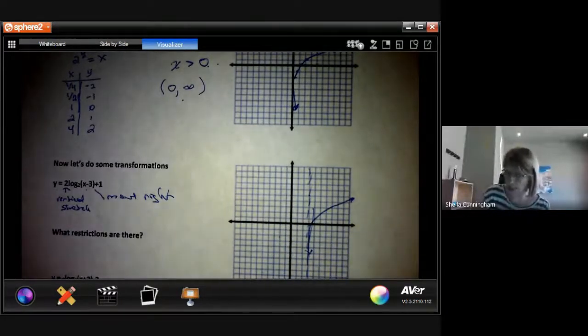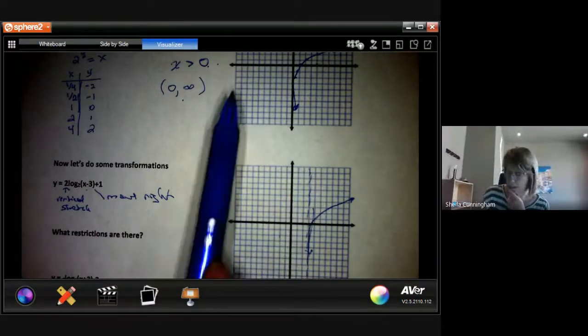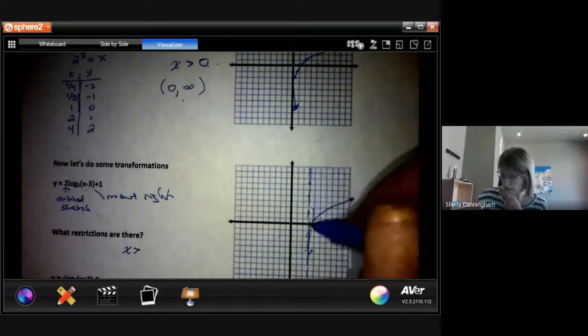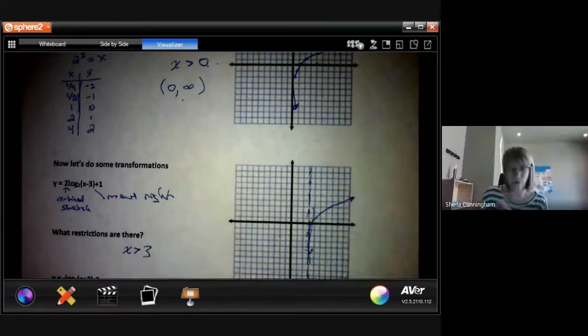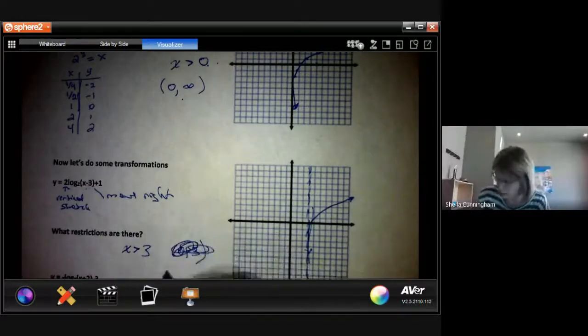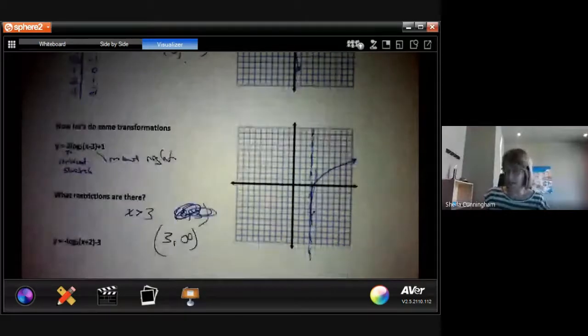So my restriction here would be what? Instead of x being greater than 0, my x in this case has to be greater than 3 now instead. So I could write it as x is greater than 3, or I'm going to say 3 to infinity is my restriction on that.